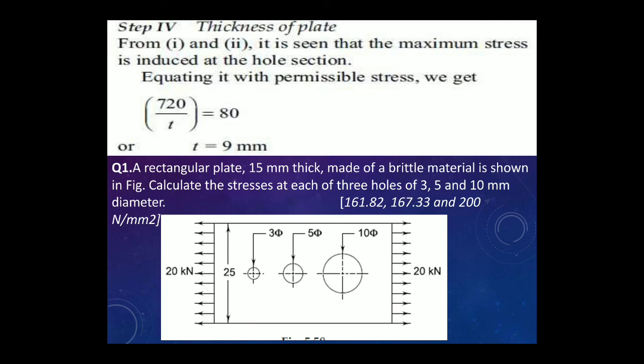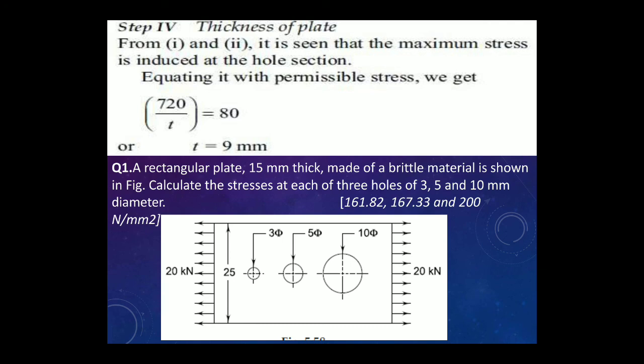Now one numerical the students can practice at home: a rectangular plate of 15 mm thickness made of a brittle material, as shown in the figure. Calculate the stresses at each of the holes of 3 mm, 5 mm and 10 mm diameter. The answers are given in the bracket, so try it at home.